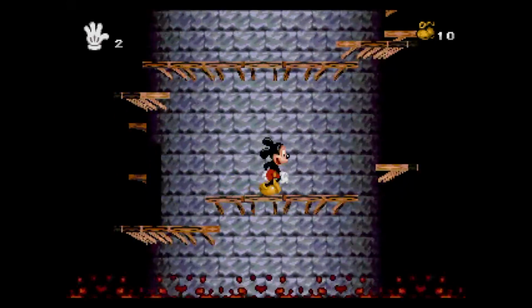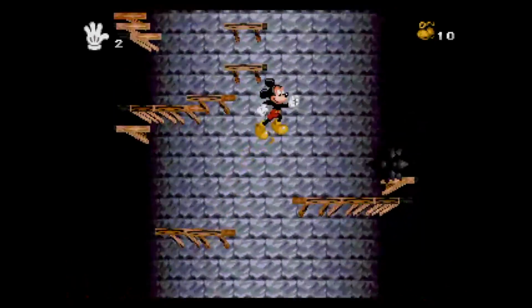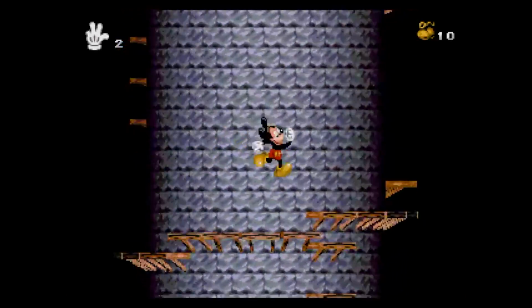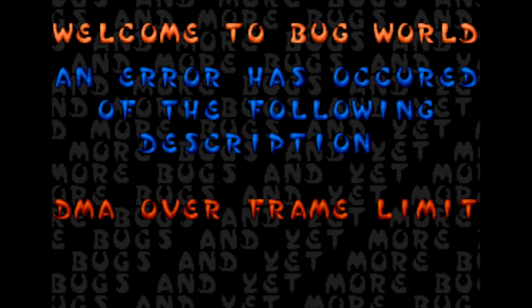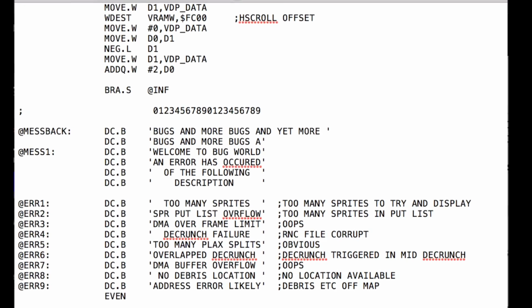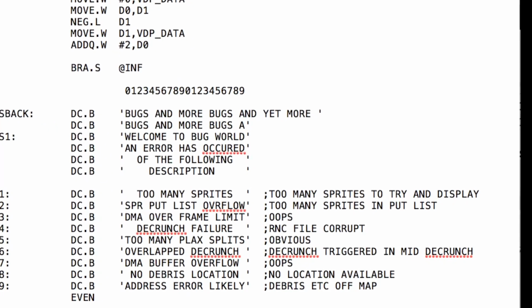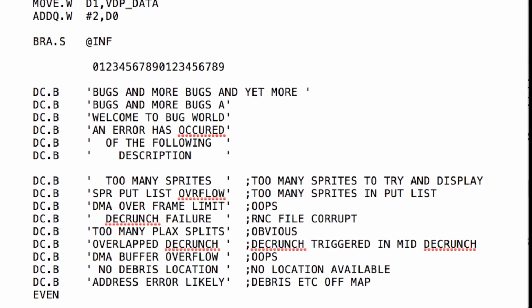While I was programming Mickey Mania, I tried to think of any possible bug and wrote error messaging code if anything untoward happened during gameplay. In debug mode, this message would appear, and so I'd know what had gone wrong. You can see here in the code the kind of things that I'd trap, like decompression failure or too many sprites on screen at once.